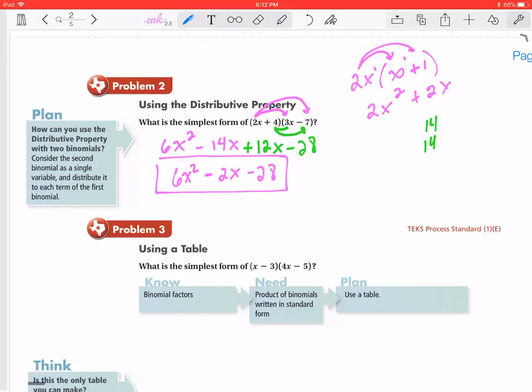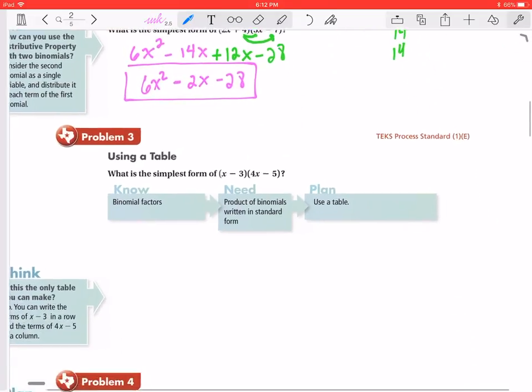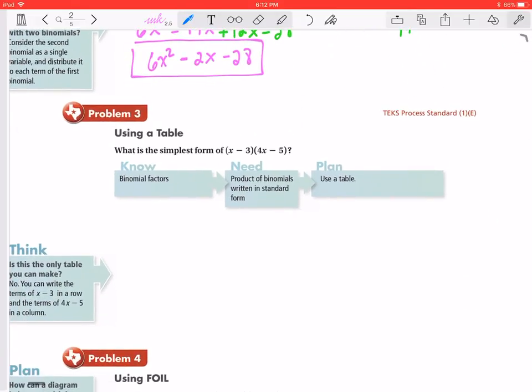Okay, so the easiest way is to consider each binomial as a single term and distribute it throughout that, and then add them up in the end. Now the next one talks about using a table.